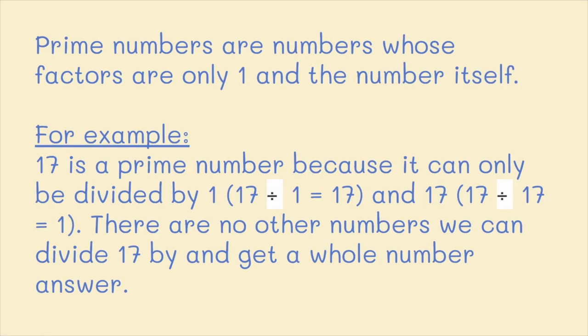Prime numbers are numbers whose factors are only 1 and the number itself. For example, 17 is a prime number because it can only be divided by 1, in 17 divided by 1 is 17, and 17, which is itself. 17 divided by 17 is 1. There are no other numbers we can divide 17 by and get a whole number answer.